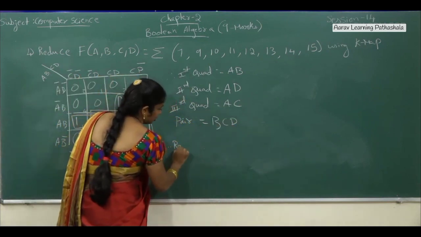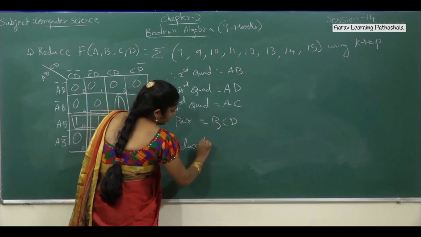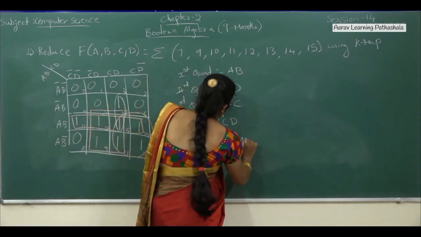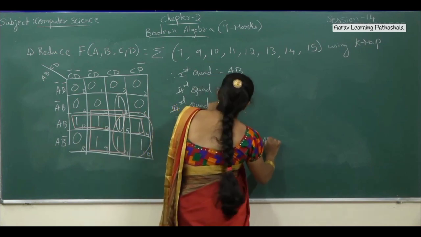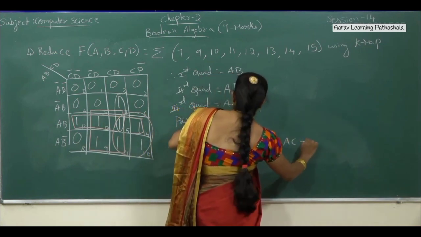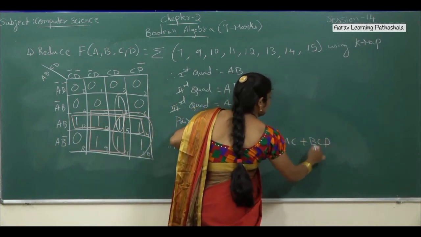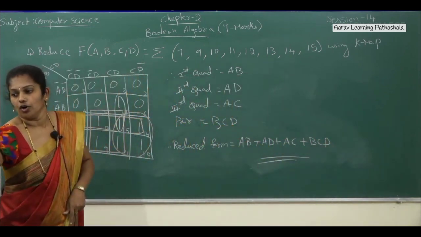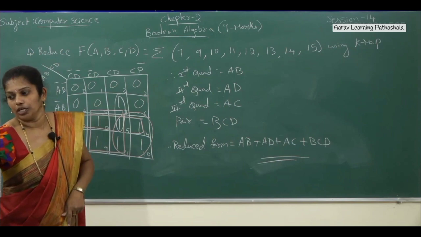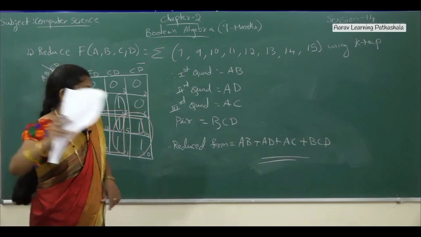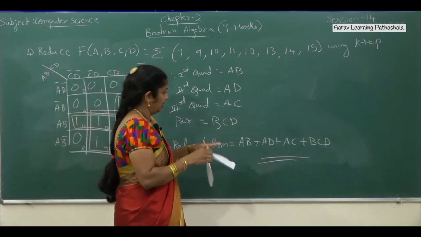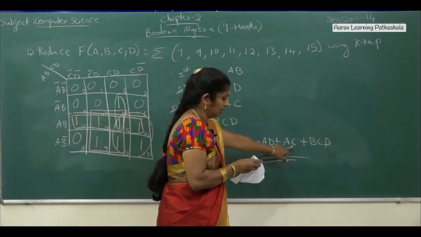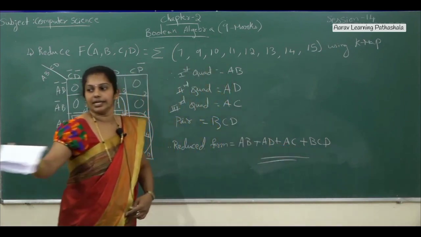Therefore reduced form equals AB plus AD plus AC plus BCD. This is the reduced form of the given equation. That is AB plus AD plus AC plus BCD. This is the reduced form.